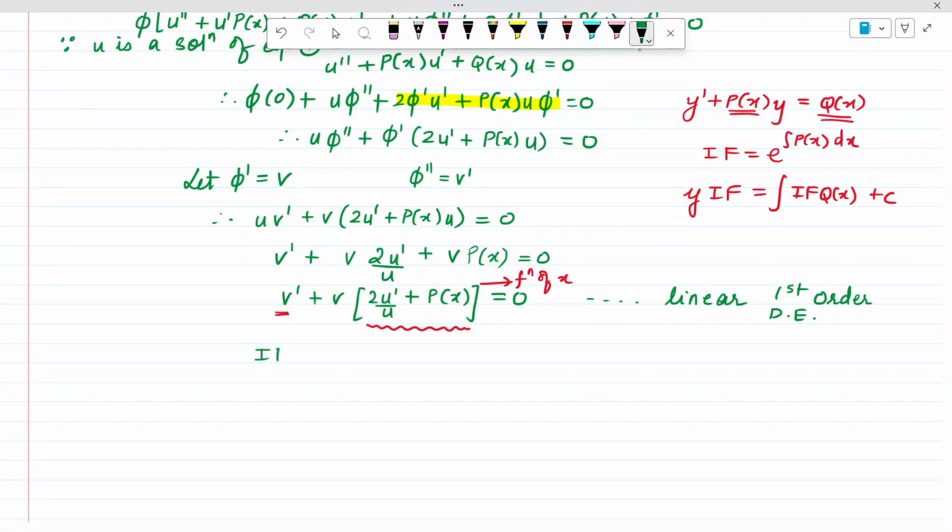So now let's apply the rule of linear here. My integrating factor in this case would be e raised to integral of 2u dash divided by u plus p of x dx. Now, what will be the integration of the first part? These are two integrals, right? One is integral of u dash by u and second is p x. Come on, what is the integral of the first part?